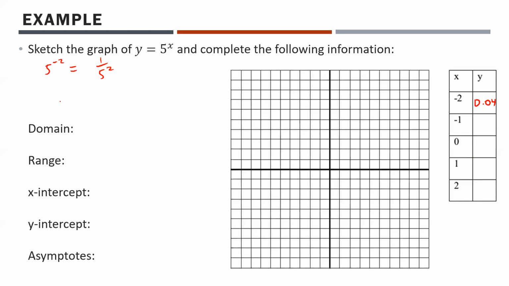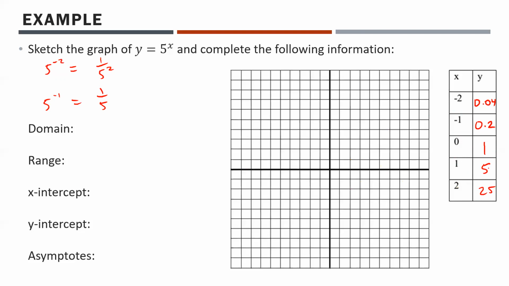Next one, 5 to the power of negative 1 is 1 over 5. Well, 1 over 5 is 0.2. Now, the next one, 5 to the power of 0, like anything else, is going to be 1. 5 to the power of 1 is going to be 5, and 5 to the power of 2 is 25. So let's start plotting this as best we can.